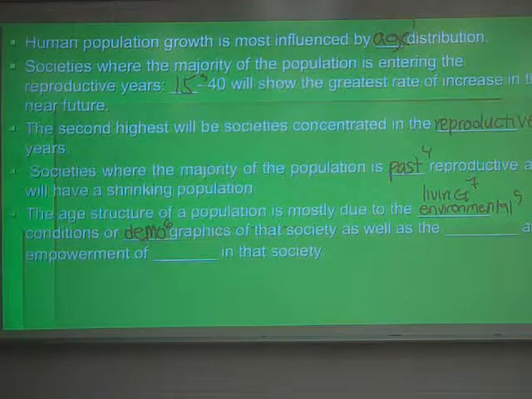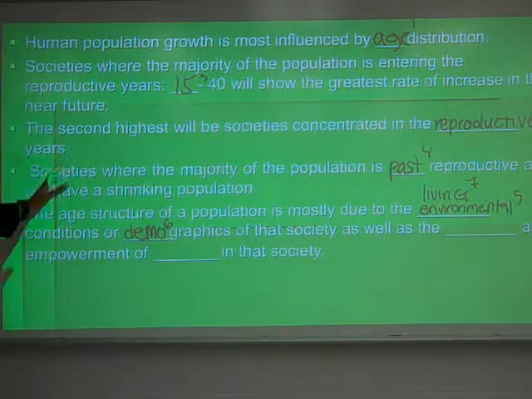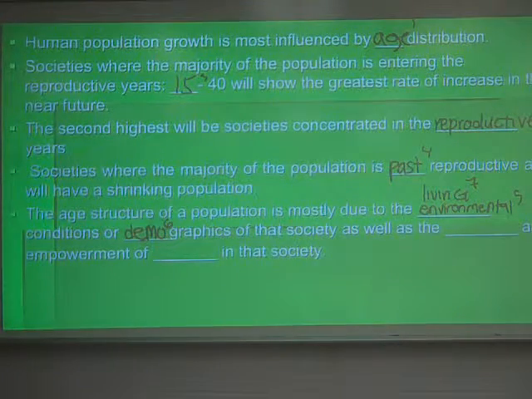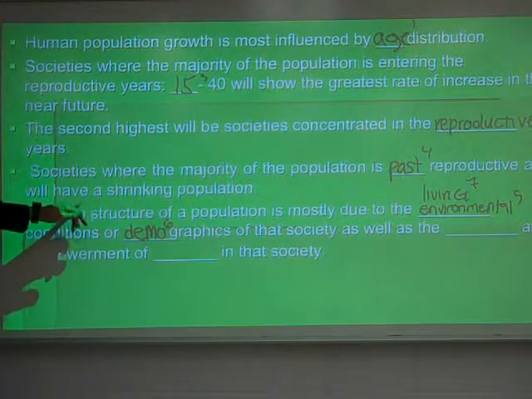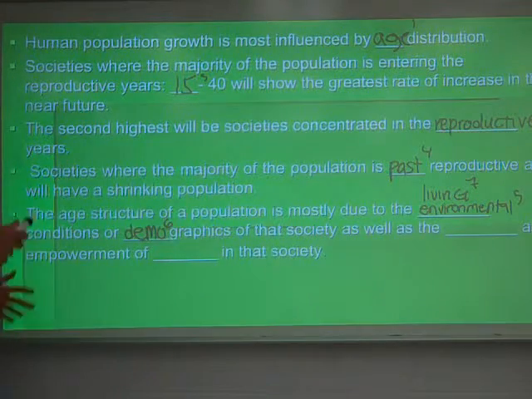And so you're going to have people dying off, and you're also going to have not as many people as before going into reproductive ages to replace them. So you may end up actually having a shrinking population. We see this in some societies, countries.